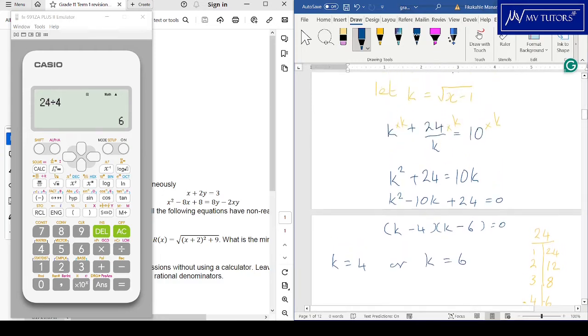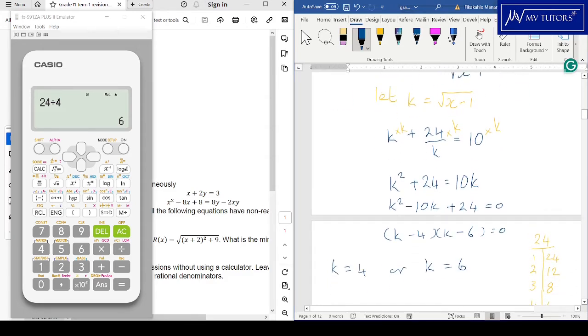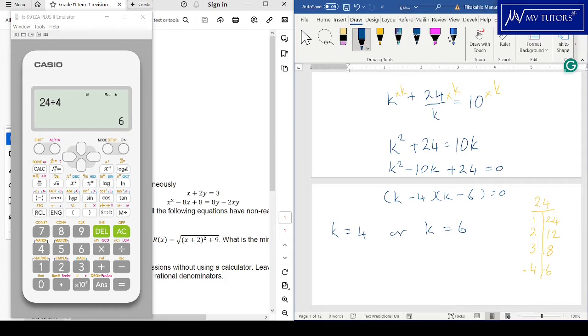Let's go back there. Remember we said k is equal to the square root of that. Let's put that.